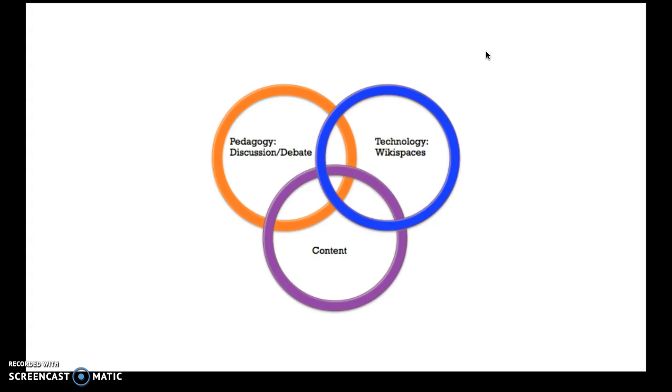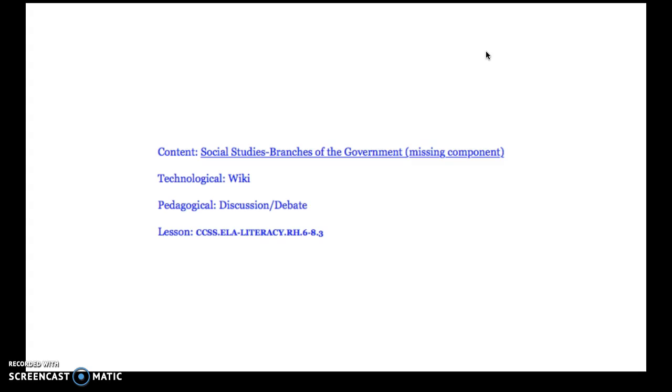So for example, in this particular case, we have our pedagogy. We know that this lesson has to involve some sort of discussion or debate. We have our technology. We know we're going to use a wiki, but what we're missing is our content. So the content could be anything that you're teaching. It could be math. It could be science. In this particular case, I'm going to show you an example using social studies. And for this one, it's going to be social studies focusing on the branches of government.